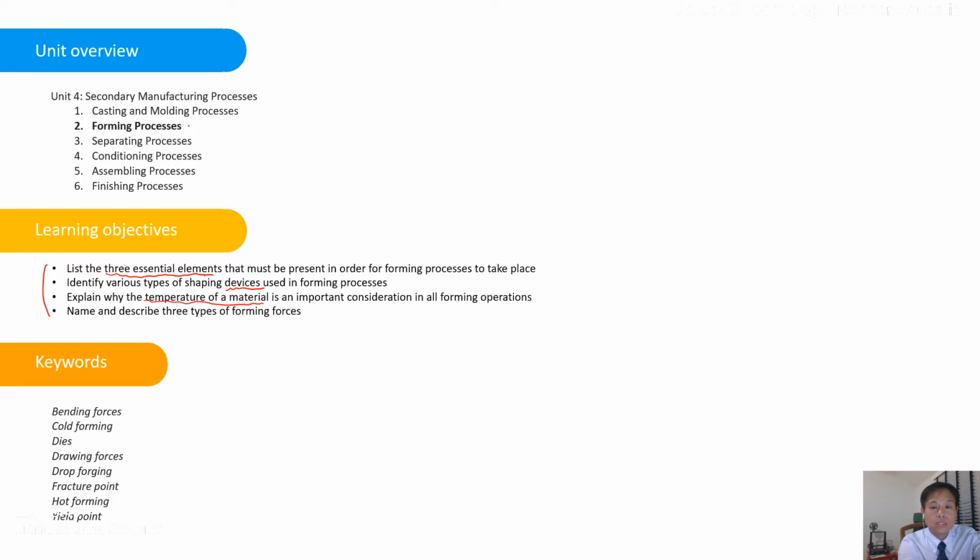That is the third objective. The next one is to name and describe three types of forming forces. Those are keywords: bending force, cold forming, die, and drawing, drop forging, fracture point, hot forming, and yield point. These are keywords, and I'm going to explain them in the lectures.